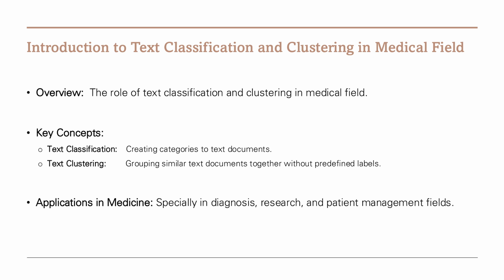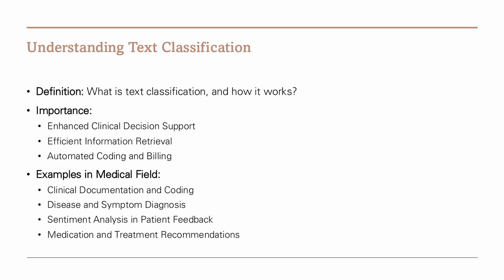So, an overview of the role of text classification and clustering in the medical field. Text classification is creating categories for text documents, while text clustering is grouping similar text documents together without predefined labels. We have a lot of applications in the medical field, like diagnosis, research, and patient management, as we will see in a minute. If we go deeper, what is text classification?